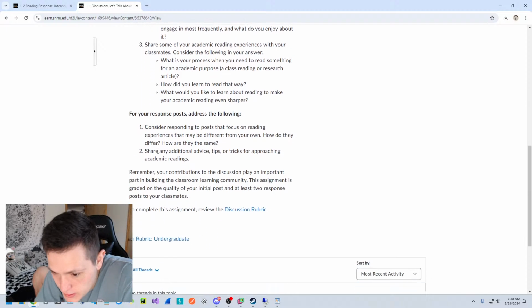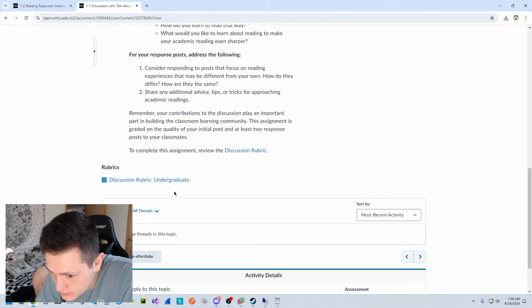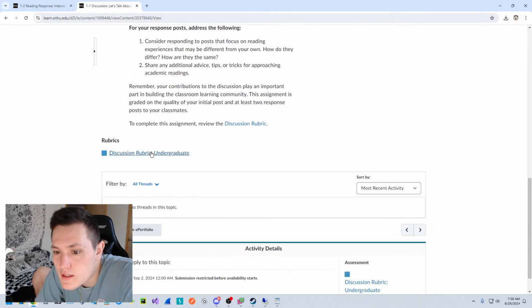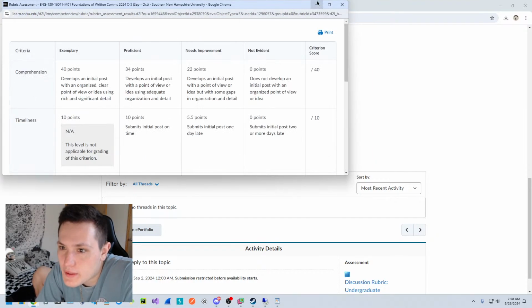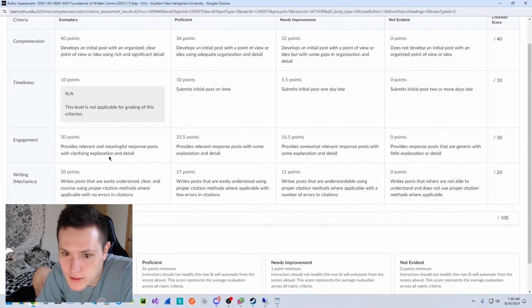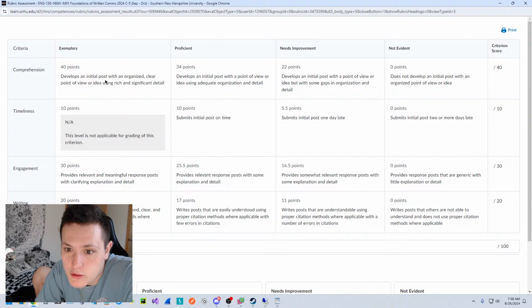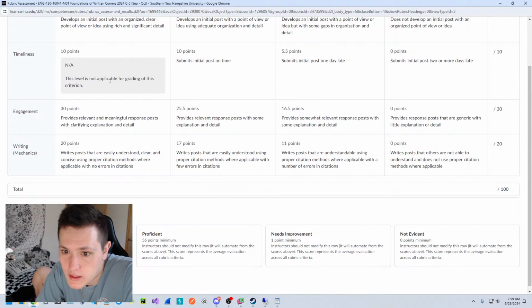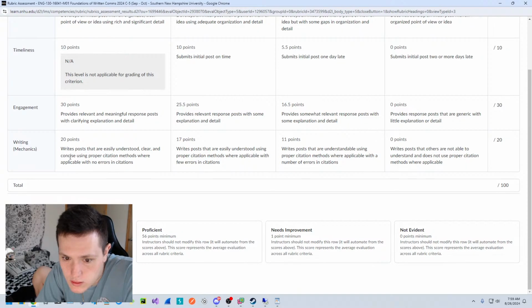I wonder if this says anything. Is there a rubric for this? There is. This might say something about APA or whatever. The format. Develop initial post. Organize clear point of view. Okay. Alright. Provide relevant, meaningful. Alright. This doesn't say anything either.